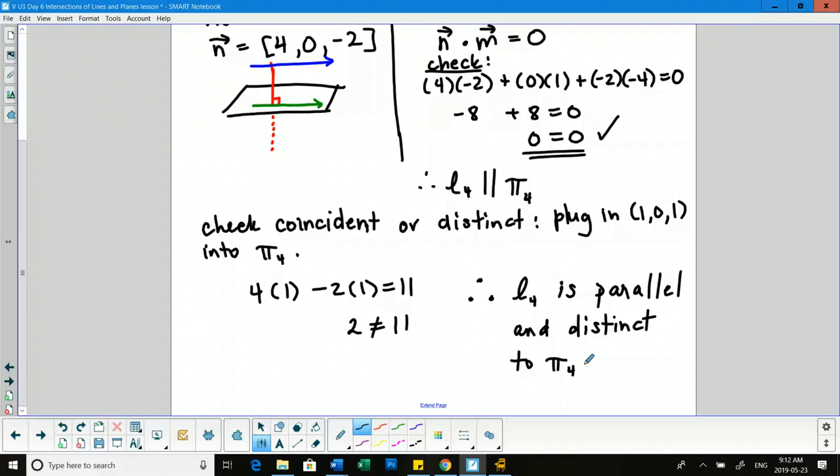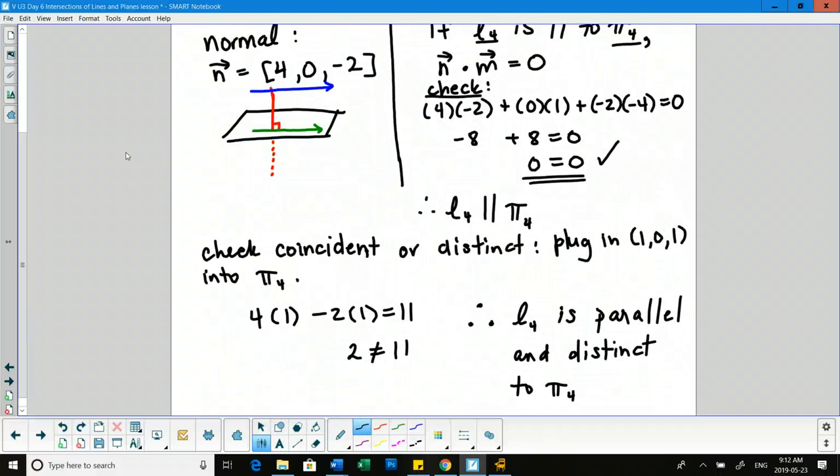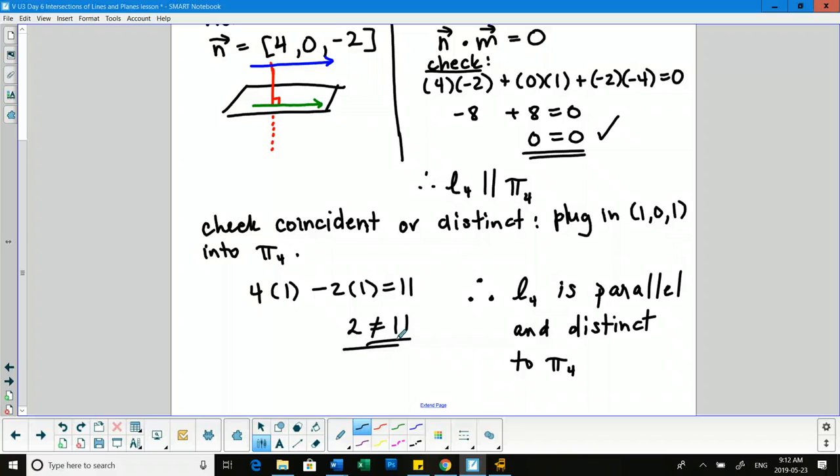Okay, that's kind of a weird sentence. We'll probably just say L4 and pi 4 are parallel and distinct, but whatever. Okay, so again, we're looking at that idea of do we get a true statement or an untrue statement. So that's a really quick check that we can do to see whether we have an actual point of intersection or not, or infinite points of intersection or whatever. Any questions? Okay, if they were parallel and coincident, we'd get 11 equals 11 here. So that tells us the point is on the plane.